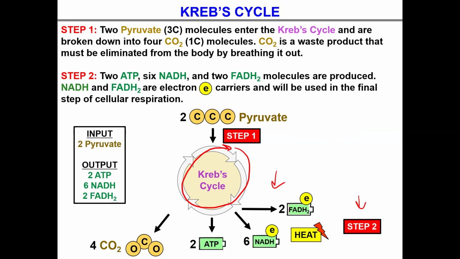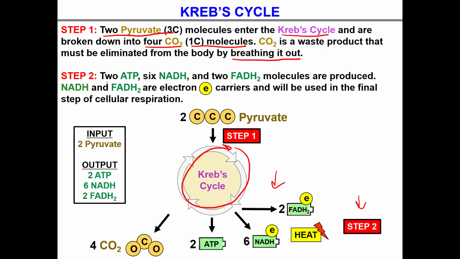In the first step, we take our two pyruvates produced from glycolysis. Remember, those are C3, three carbon molecules, and they enter the Krebs cycle in the mitochondria, so we've moved from the cytoplasm into the mitochondria. We break them down into four CO2s, each a one carbon molecule. CO2 is a waste product that must be eliminated by the body by breathing it out.